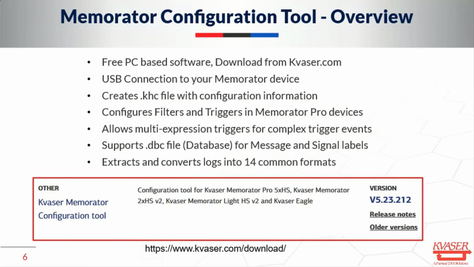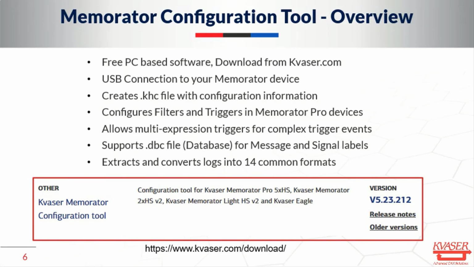USB. It provides, of course, the USB connection to the Memorator device. Creates a .khc file with the configuration information. That's the file on the PC. Configures filters and triggers in the Memorator Pro device. Those are the main things that you're configuring, are the filters and the triggers to be applied to the CAN data that you're logging. Allows multiple expressions for triggers and very complex trigger events.